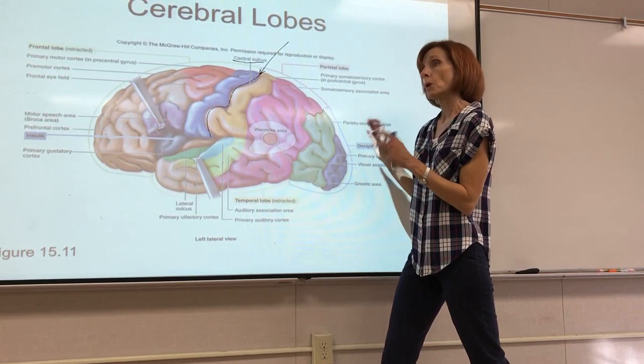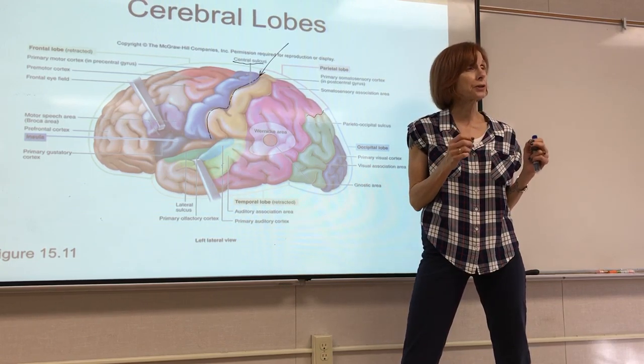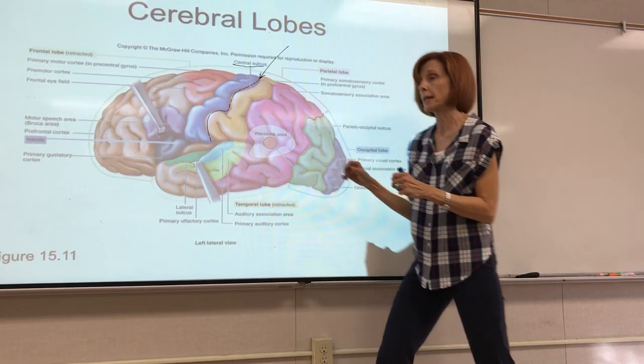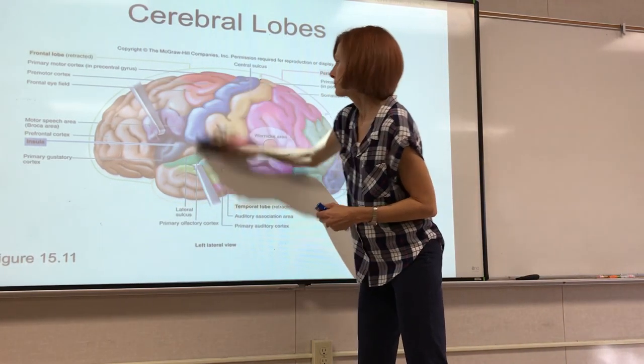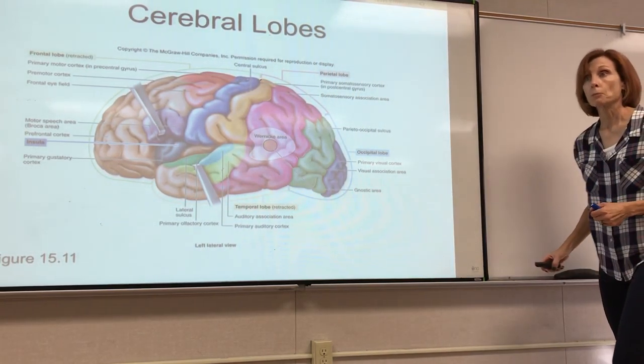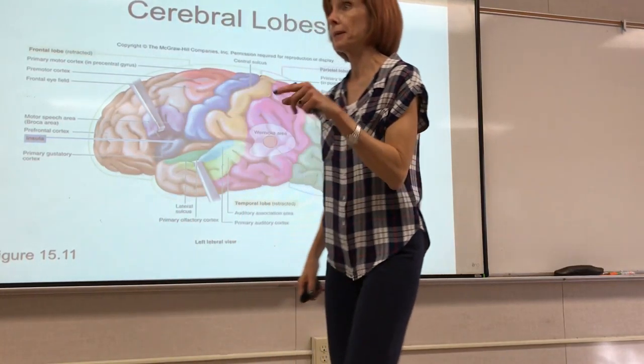Okay, so what we're going to talk about now are these areas that are color-coded. These are called the functional areas of the cortex. So let's just review what the cortex is. Does the insula do anything? Yes, it does. We'll talk about it in just a little while.